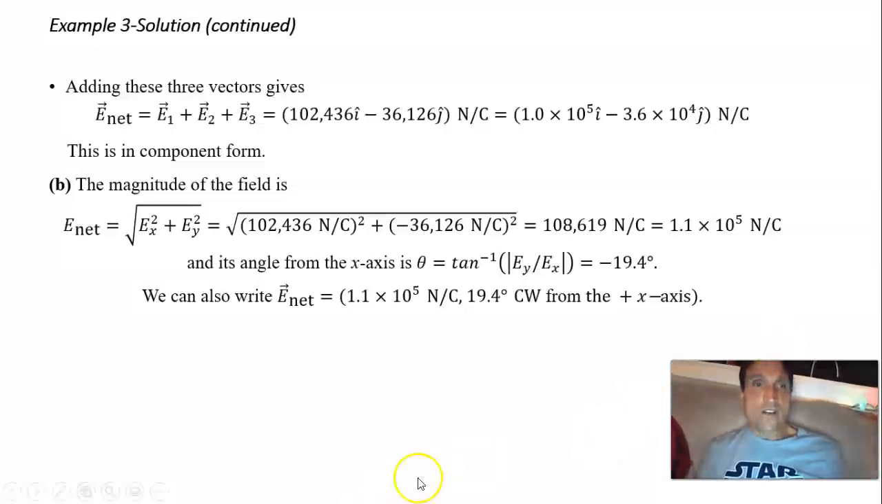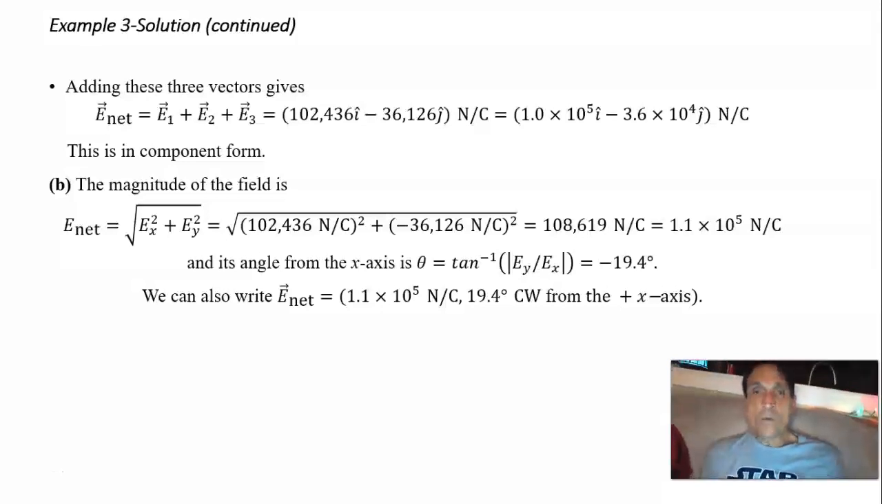So that pretty much concludes today's lecture. Tomorrow we're going to go into the motion of electrons and protons in electric fields, the motion of charged particles in fields, and then a little bit about dipoles in electric fields. And then that will conclude chapter 23.